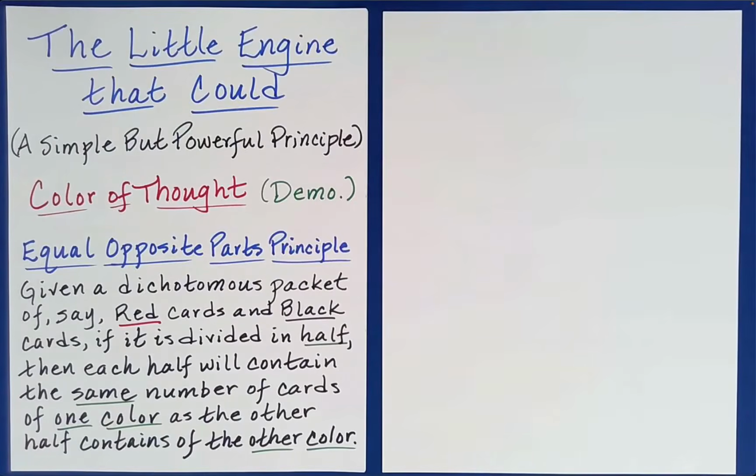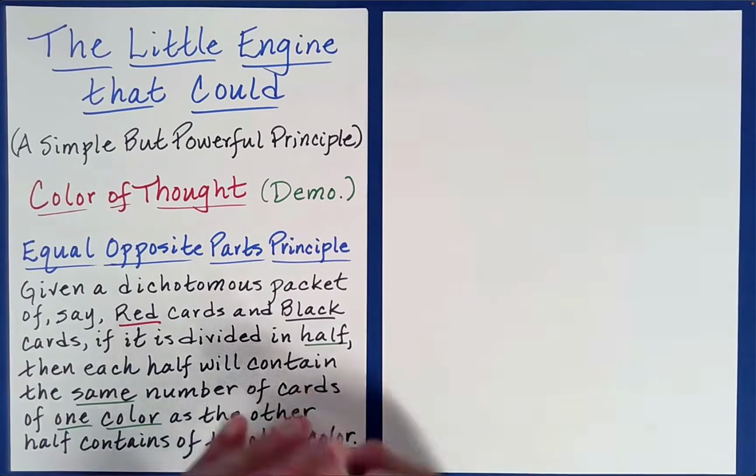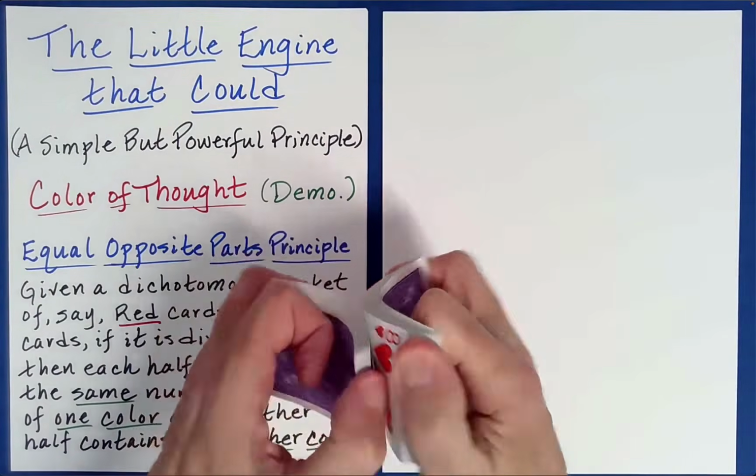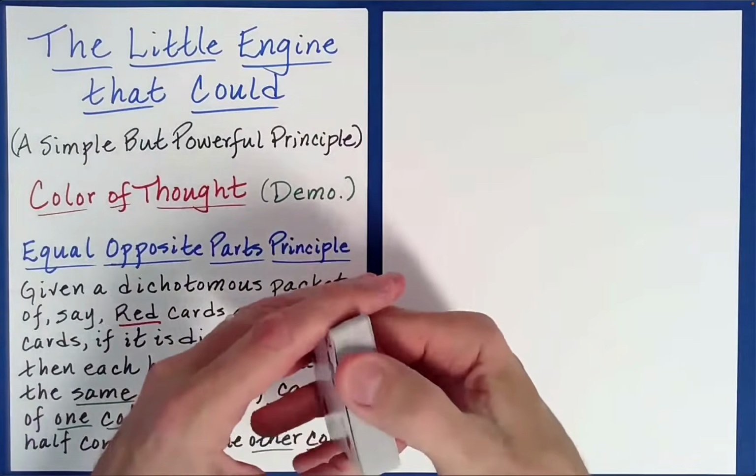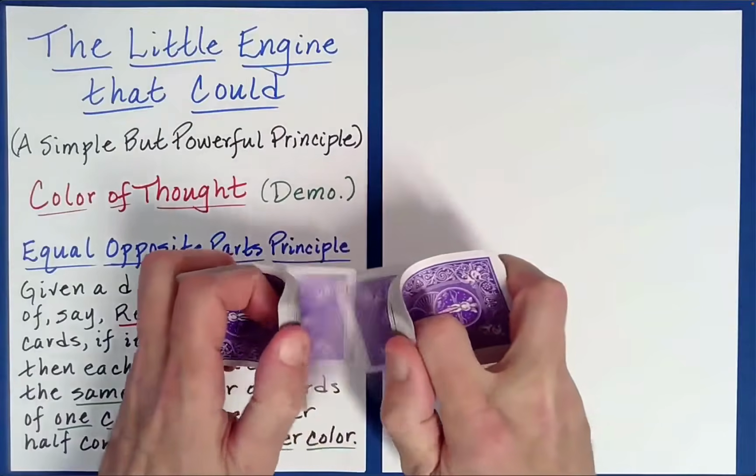Here I present a simple but powerful little principle. I call it the little engine that could. Start with a shuffled deck of cards. Have the spectator shuffle them if you would like.